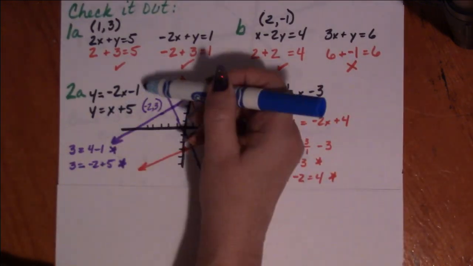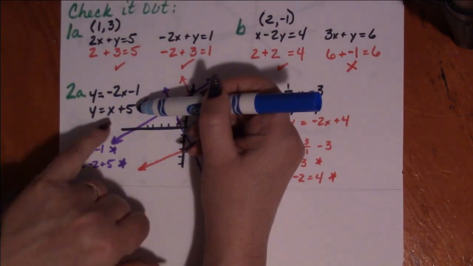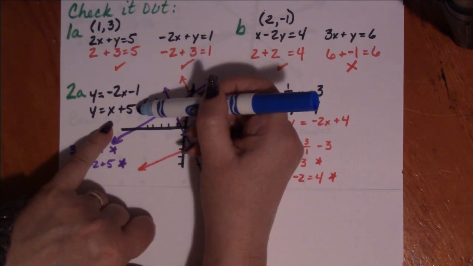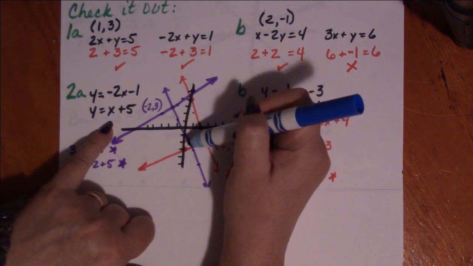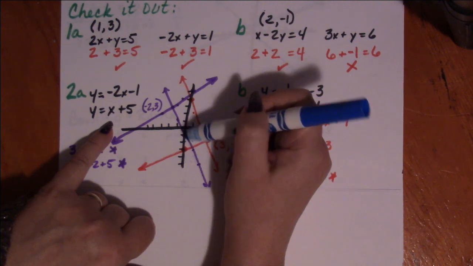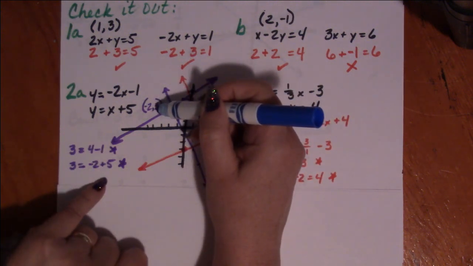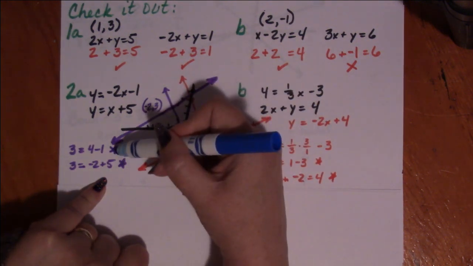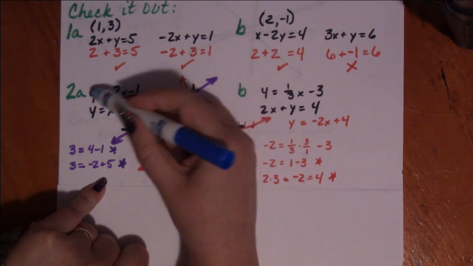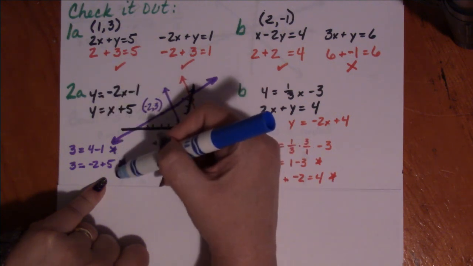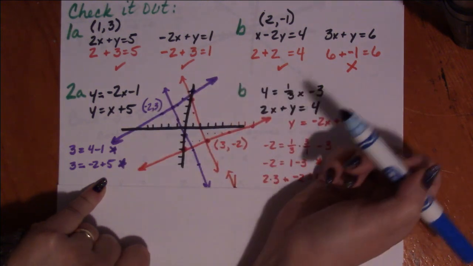Okay, for 2a we have two equations that are already in slope-intercept form, and I've graphed these in purple, and they seem to meet at (-2, 3). And I've checked both of them. I put negative 2 and 3 in both of these to make sure that that works and they're both correct.